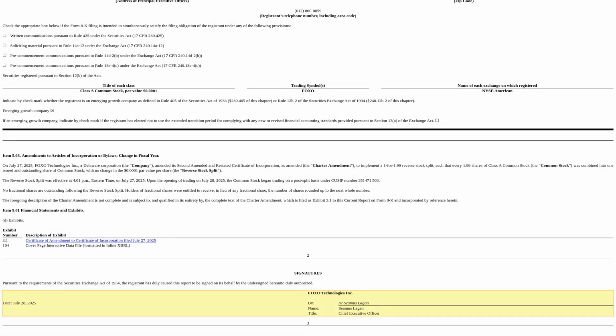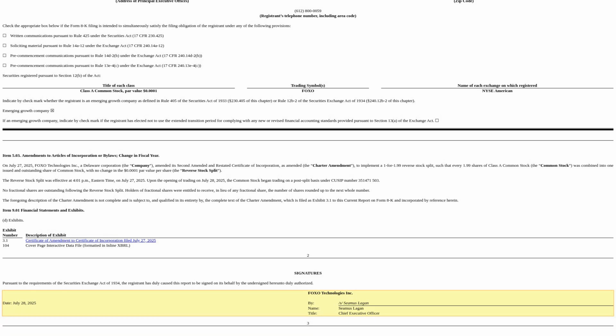So to summarize, FOXO Technologies has undergone a reverse stock split, effectively reducing the number of shares outstanding and increasing the price per share. This is often done to meet exchange listing requirements or improve the stock's appeal. However, it doesn't fix the underlying business issues that may have led to a low stock price. The real test for FOXO will be its ability to achieve sustainable growth and profitability going forward.